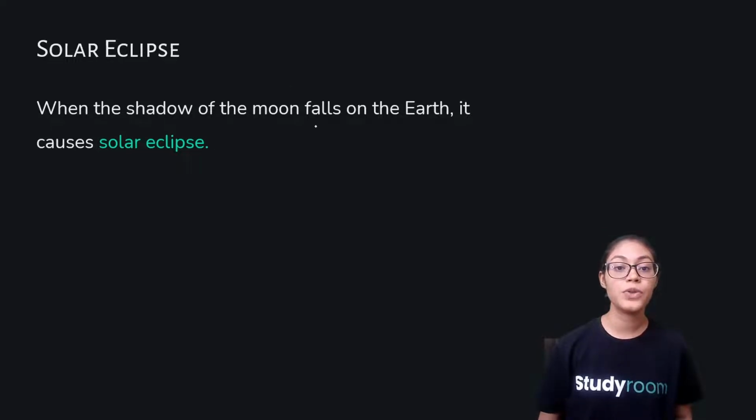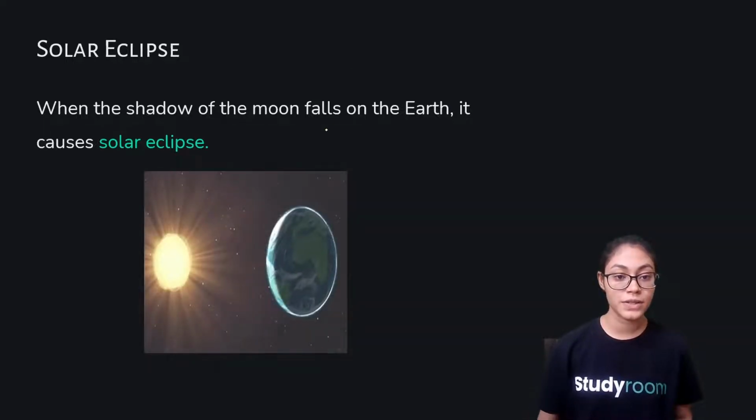Now, solar eclipse. What is a solar eclipse? When the shadow of the Moon falls on the Earth, it is called a solar eclipse. Right? So, here you can see that the Moon is in between the Earth and the Sun, and because of the shadow of the Moon falling on the Earth, it causes a solar eclipse.